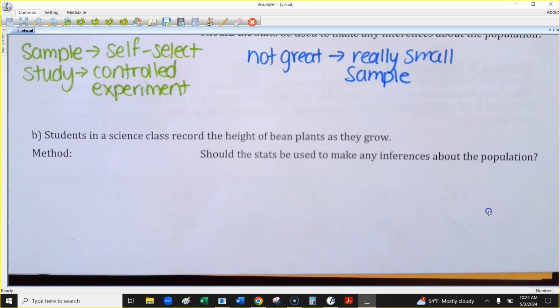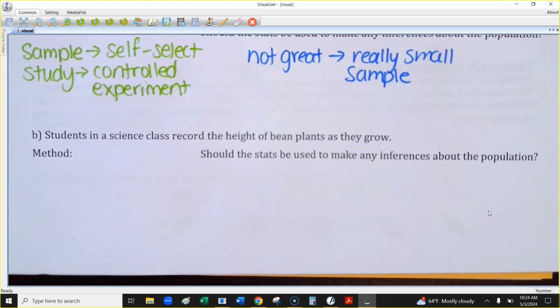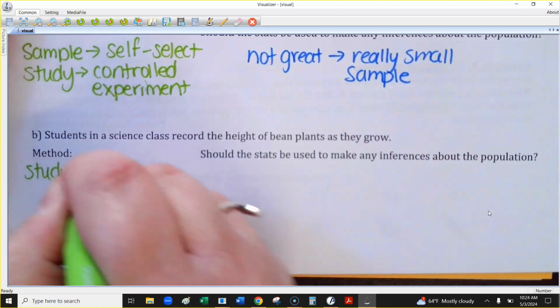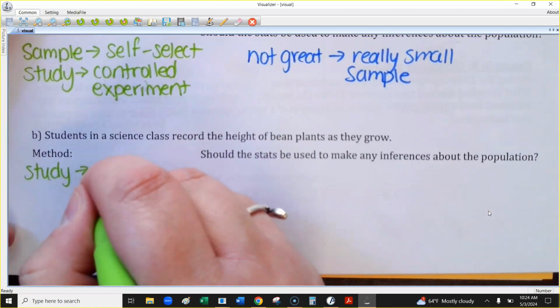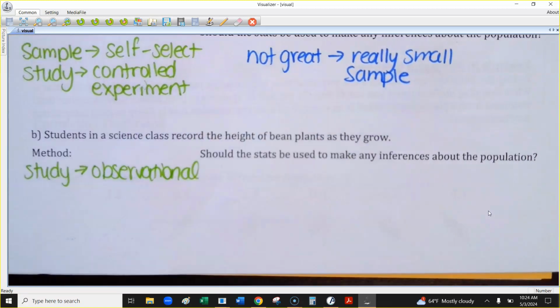Okay, now this one says, students in a science class record the height of bean plants. If you ever did this in elementary school, I did. Record the heights of bean plants as they grow. Which kind of study is this? Yes. They're just going to observe. They're not talking to the plants or whatever. They're just observing the plants.